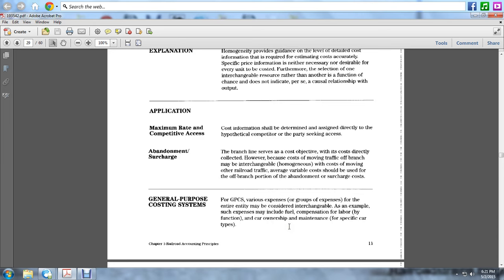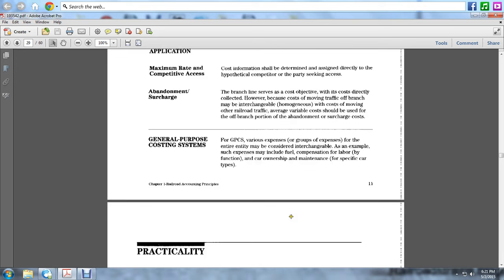GPCS varies expenses or groups of expenses. For example, an entire entity must be considered interchangeable. As examples, expenses may include fuel, compensation, labor, function, or car ownership and maintenance for specific car types.